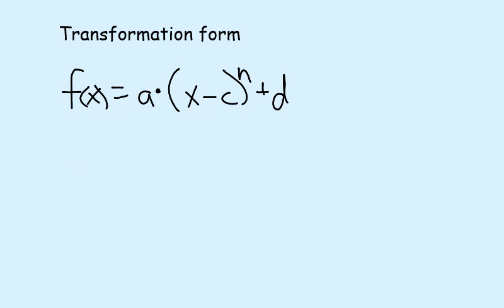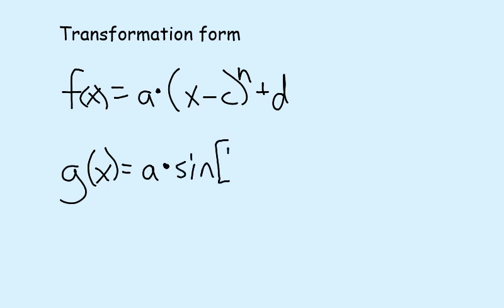So the transformation form in general is f of x is equal to a times (x minus c) to the nth power plus d, and n just means some kind of number. It can also be g of x equals a times some trig function, which in this case I'm using sine, of b times (x minus c) plus d.